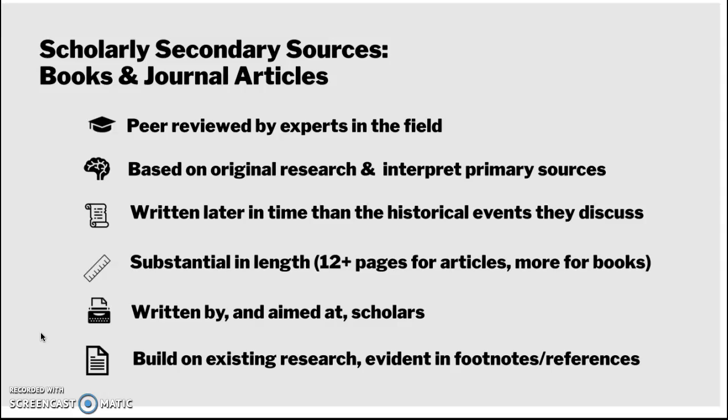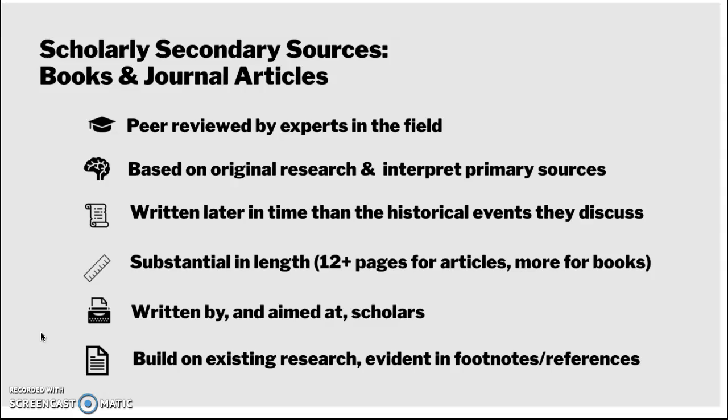In a university setting, when a professor refers to secondary sources, they usually mean scholarly books and journal articles that have been peer-reviewed by other scholars in the same field. In history, these scholarly sources present the author's original research and analyze and interpret primary sources. They are always removed in time from the primary sources and historical events they discuss. Scholarly secondary sources will always build on existing research in the field.